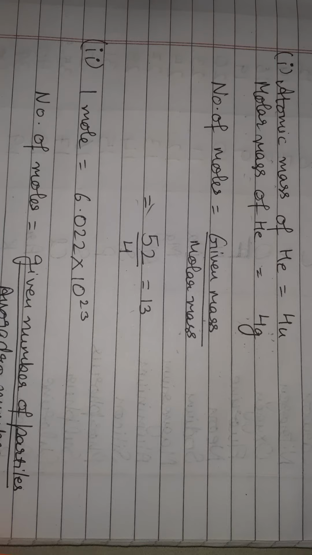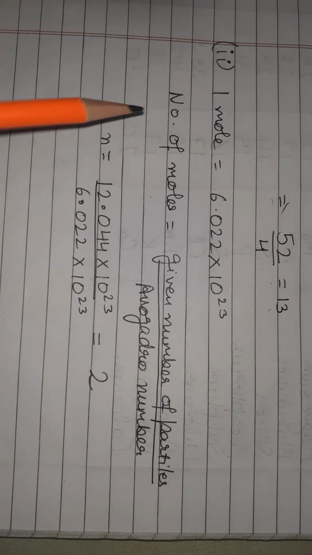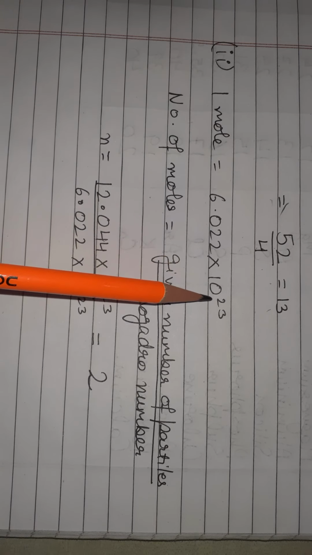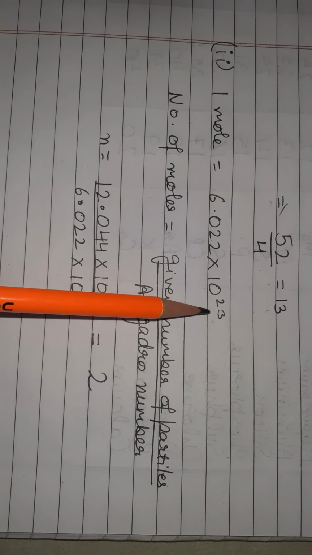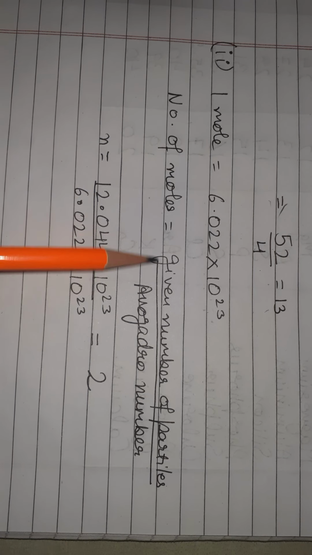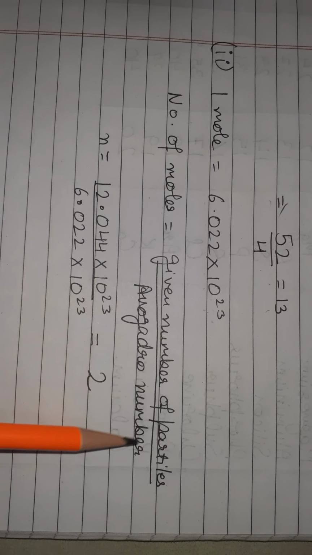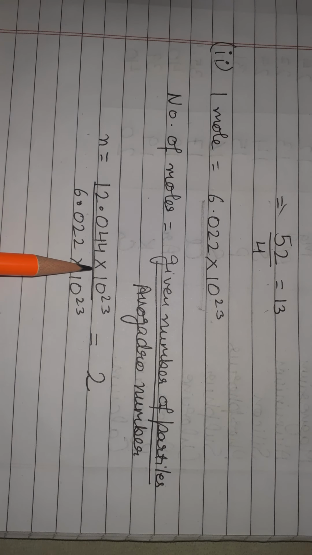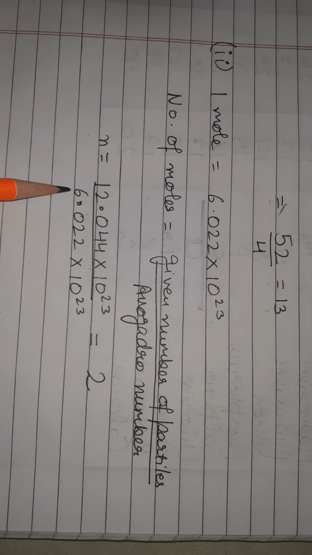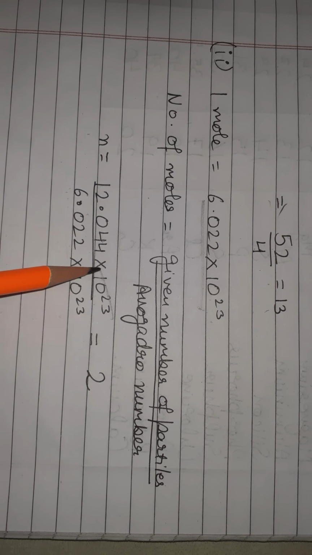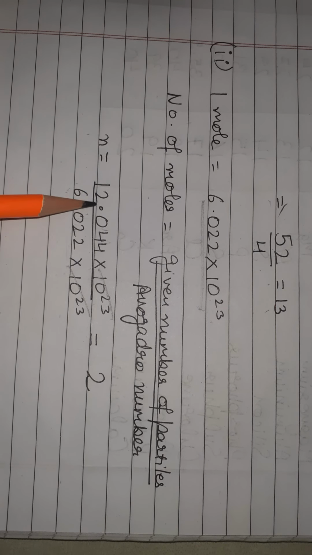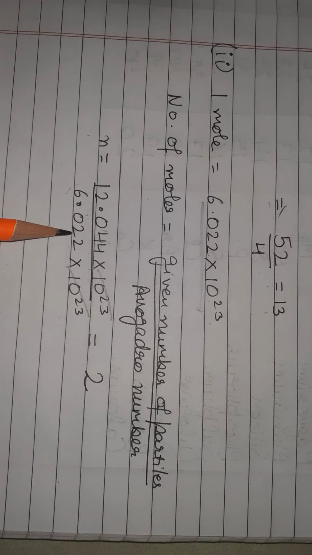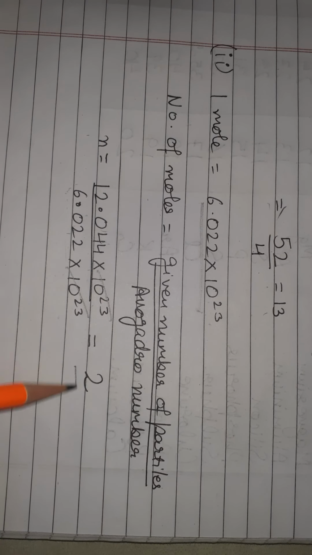Now the next part. 1 mole is equal to 6.022 multiplied by 10 raised to power 23. This is known to you. Now number of moles is equal to the given number of particles upon Avogadro's number. The given number of particles is 12.044 multiplied by 10 raised to power 23 upon the Avogadro number, which is 6.022 into 10 raised to power 23. Cancelling these, when we divide 12.044 by 6.022, we just get 2 as the answer.